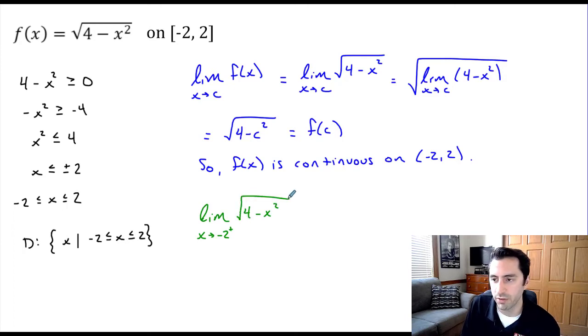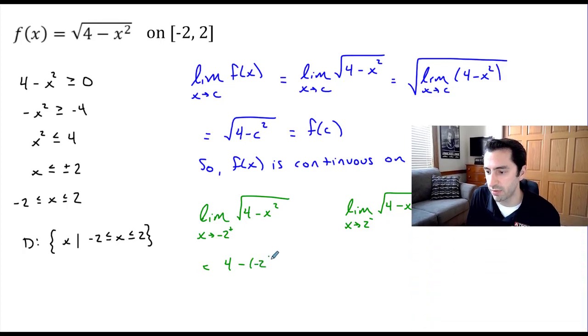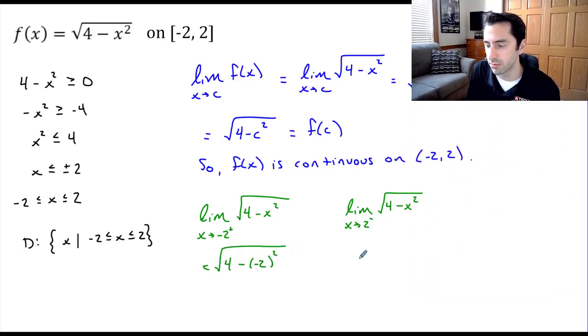For our other endpoint, we want to take a look at the limit as x approaches +2, but then using a similar argument, we don't need to worry about any of the values that are bigger than 2, so we're only going to approach from the left. All right, for both of these limits, we can substitute in our value to evaluate them. So for the first one, we end up with the square root of 4 minus -2 squared. And for our second one, we end up with the square root of 4 minus 2 squared.